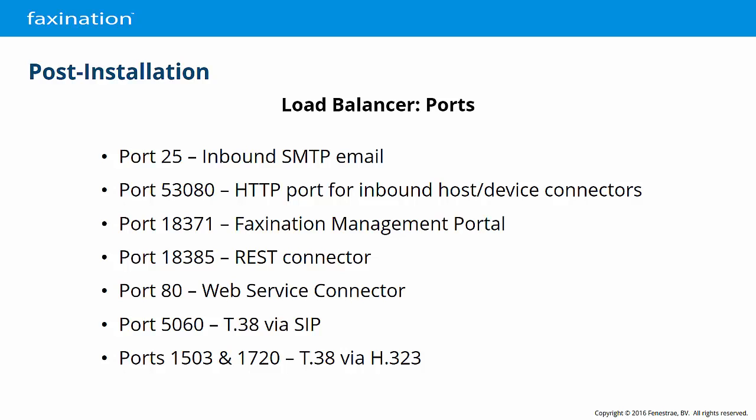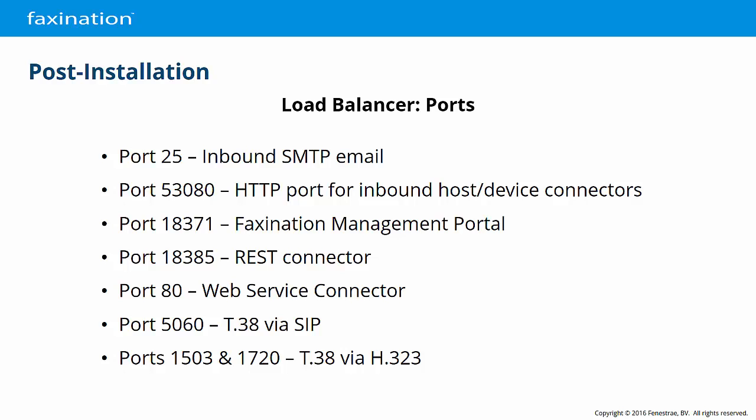If you have fax over IP devices within the cluster, you'll need to forward port 5060 for SIP and ports 1503 and 1720 for H323. You may also need to forward additional ports or port ranges, either UDP or TCP, depending on your specific configuration and environment. Note that these are all the default non-secure ports. You can change them if you need to, such as when you need to enable SSL.